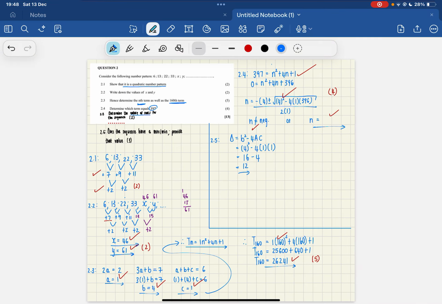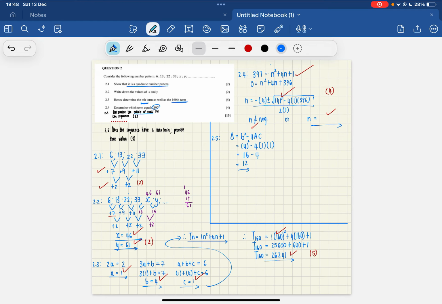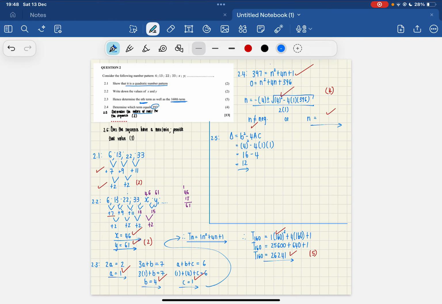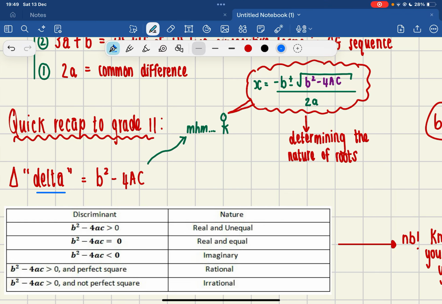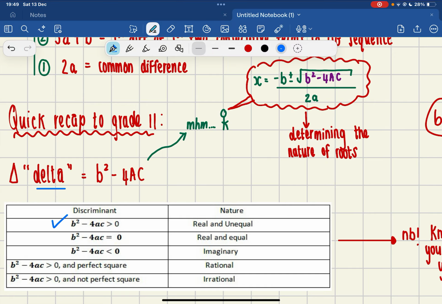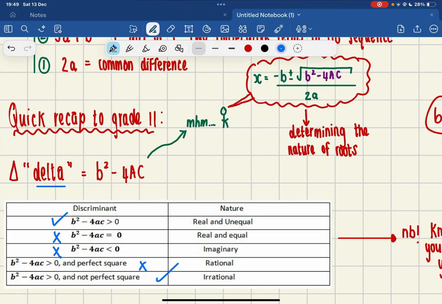And then after getting the value of delta, boys and girls, what do we do? We go back to our table and remember. So we know that delta is 12. So 12 is more than 0. Is delta equal to 0? No, so this does not apply to us. It's not less than 0, it does not apply to us. Is delta more than 0? Yes. Is it a perfect square? No. Is it not a perfect square? Yes. So these describe the nature of roots. So our roots are real, unequal, irrational.